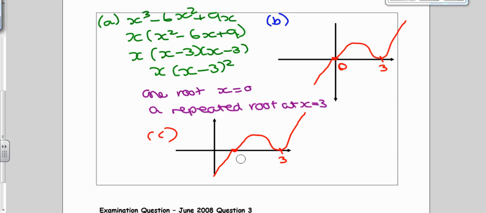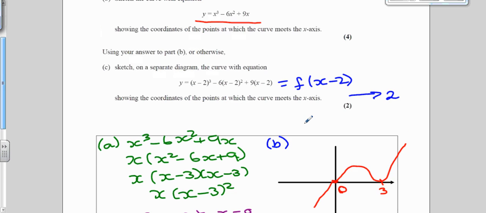This one is going to be increased by 2. So my before 0 point will now be x equals 2. And my previous 3 will now become 5. So we have transformed the graph for f of x minus 2.